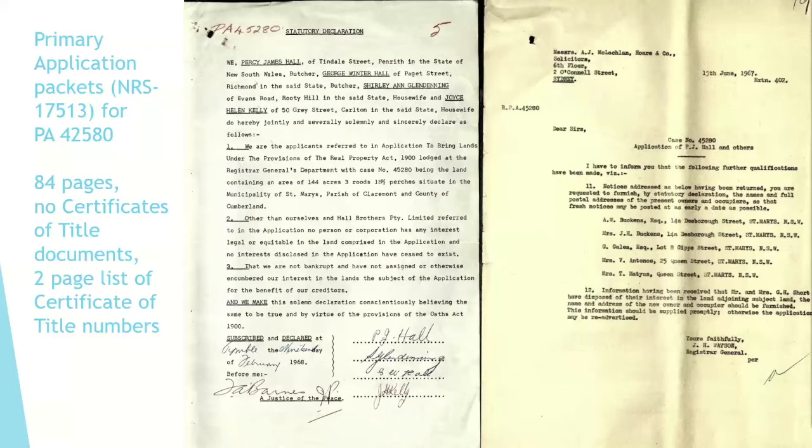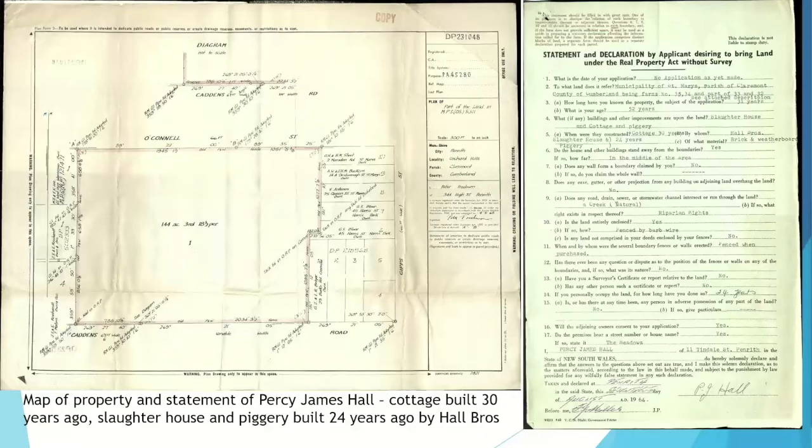And there's lots of mortgages and release of mortgages and so on and so forth. So let's go to the primary application packets. Now, normally primary application packets are full of the original certificate of title documents. Not in this case. We've got 84 pages, we've got applications, we've got letters to all the neighbours telling them what's going on, but we also get a lovely map of the property and a statement and declaration which talks about the fact that the cottage was built at least 30 years ago, the slaughterhouse and piggery was built 24 years ago. No street numbers, but the property is called The Meadows.